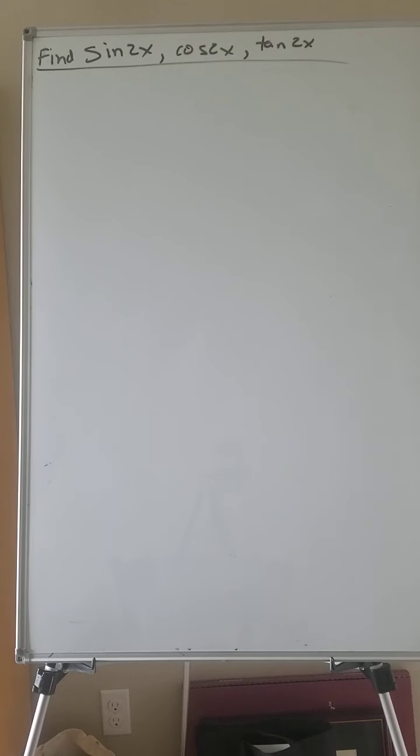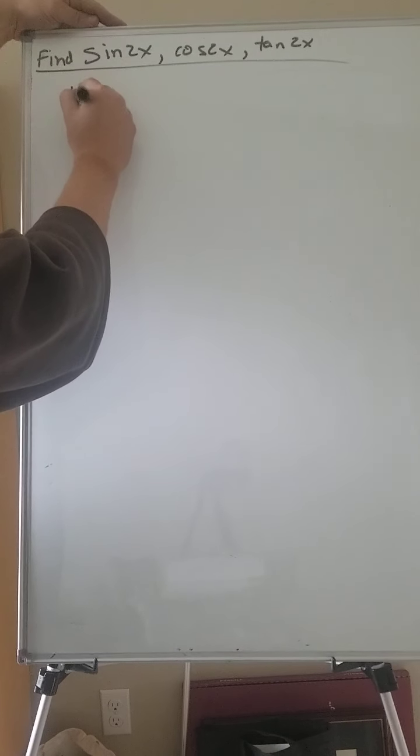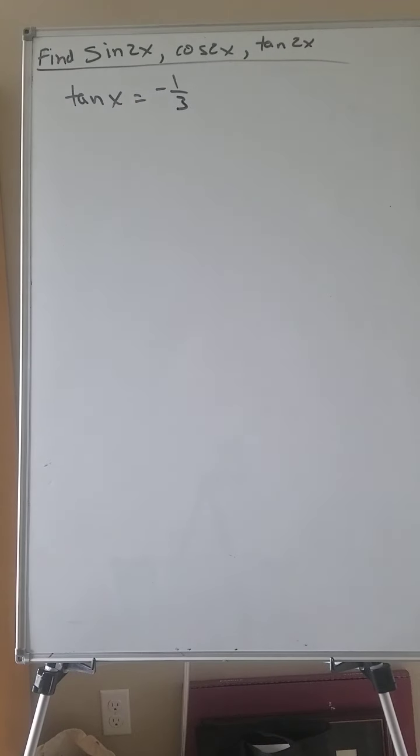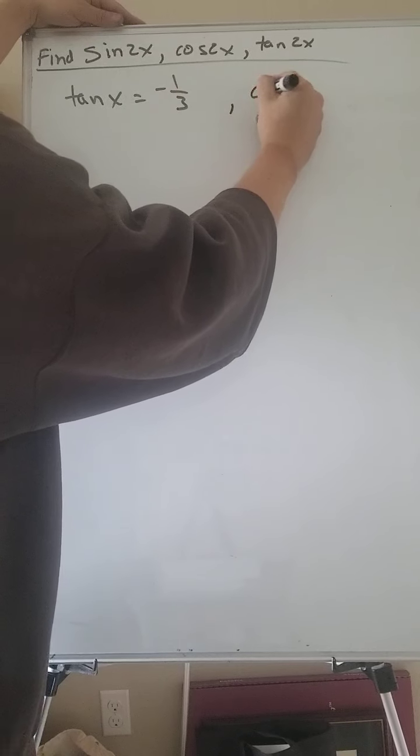Okay, I'm going to do one more and then I think we'll call it a video. So this time they give me that tangent x equals negative 1/3, and they tell me that cosine of x is greater than 0.